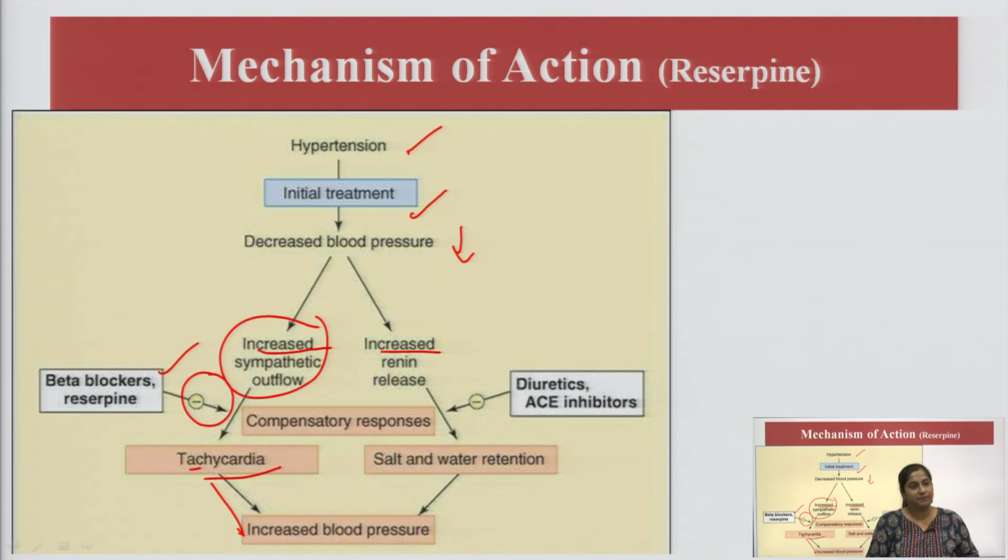So in the very early symptoms of hypertension, Reserpine is a very good agent to treat hypertension. In the second case, after the decreased blood pressure comes increased renin release, which is ultimately treated with diuretics and ACE inhibitors. So Reserpine can be used in the early treatment of hypertension. As soon as hypertension is detected, patients are advised to take some beta blockers and Reserpine, so that the initial cycle of increased hypertension should not happen.